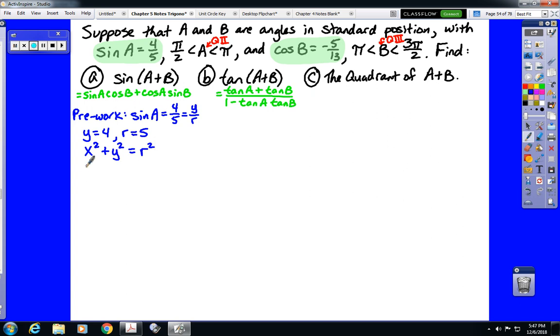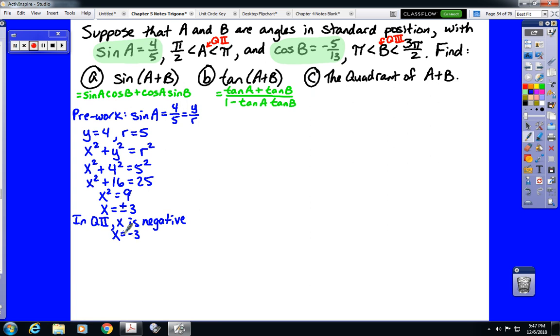So we plug in what we know. We have x squared plus 4 squared equals 5 squared. And we solve for x. So x squared plus 16 equals 25. Subtract 16, x squared equals 9. Take the square root, x is plus or minus 3. Now this is where the quadrant comes in. We're working with A, so A is in quadrant 2. And in quadrant 2, we should know x is negative. So instead of plus or minus x, we're going to say x is negative 3.